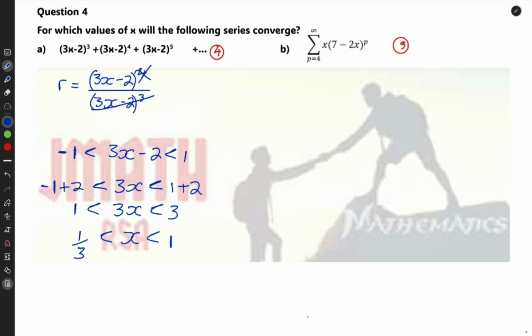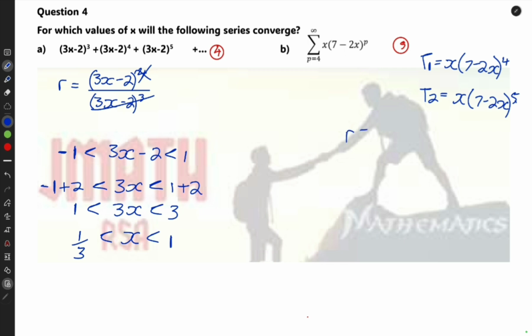Let's look at question B. So now they give it to me in sigma form. Remember, I'm just interested to find r. So r is term 2 divided by term 1, and that's what I'm going to get. So term 1 is going to be x, 7 minus 2x to the power 4. I don't need to simplify, I don't need to do anything to it. Term 2, x, this bracket, to the power 5. Now I can see between those two, it's only the exponent that changes. So therefore, my r value would just be this bracket.